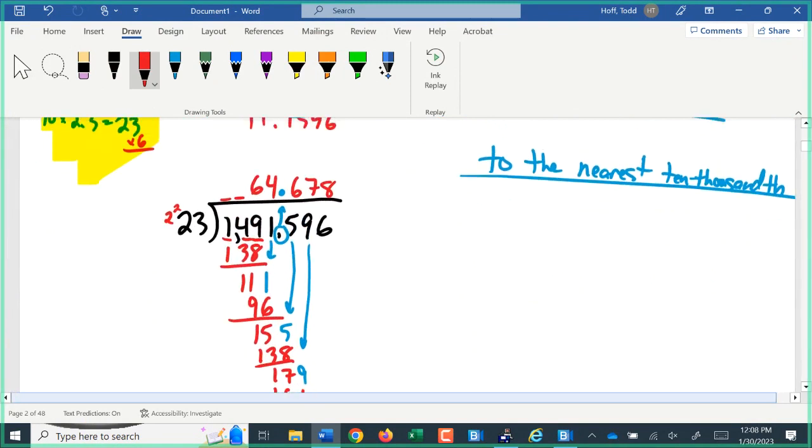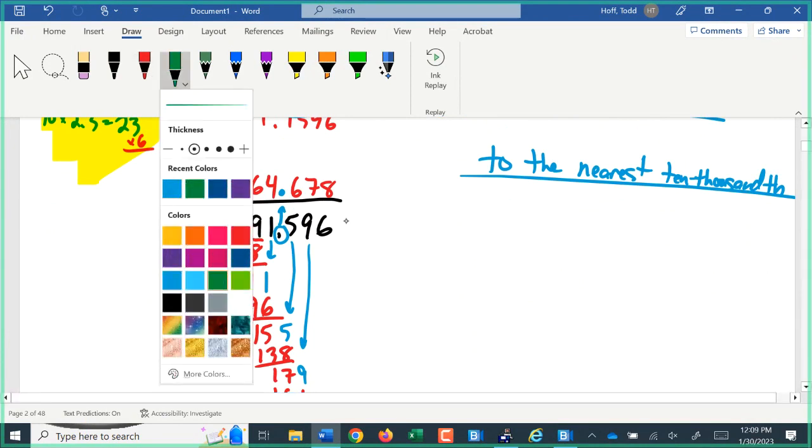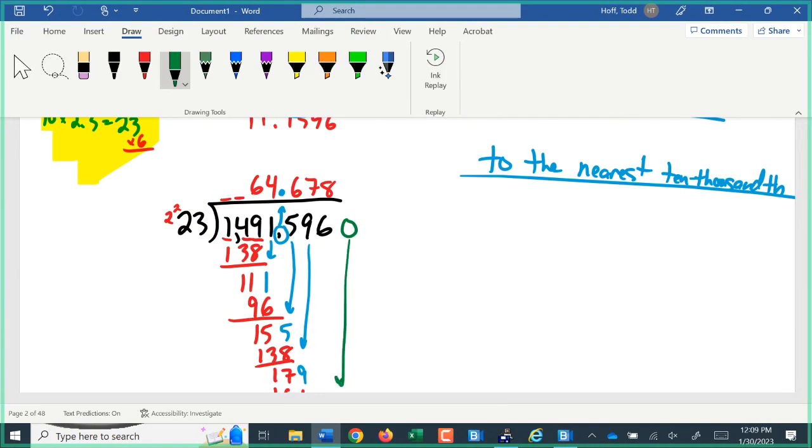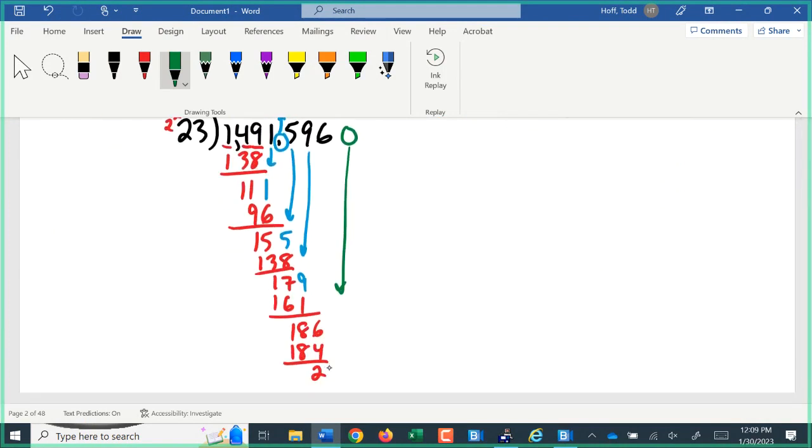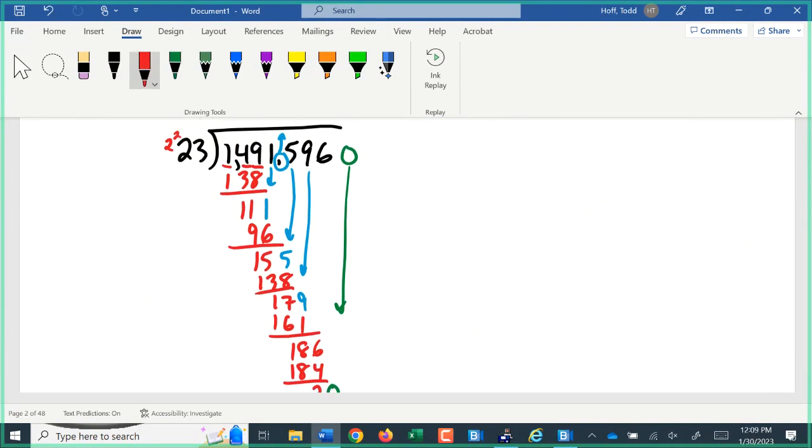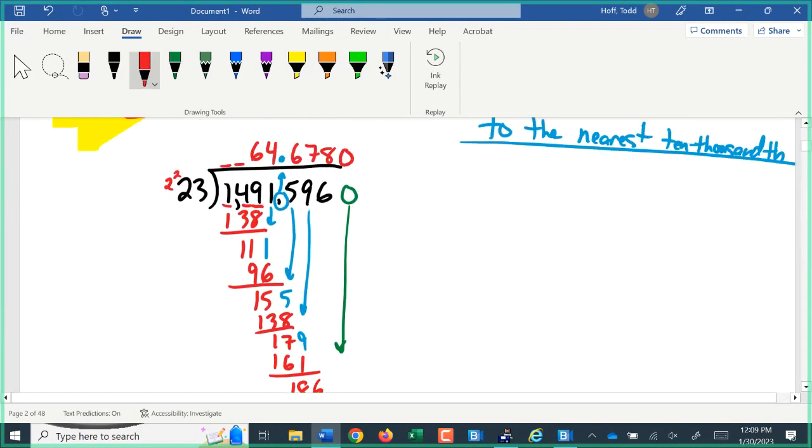So now we're out of digits up here. But since we're after the decimal point, we can add more zeros if we want to. I can put another 0 here and bring it down. This is now 20. However, 23 does not go into 20. I put a 0 up here. Now we said we wanted this to the nearest 10,000ths. This is the 10,000th place.